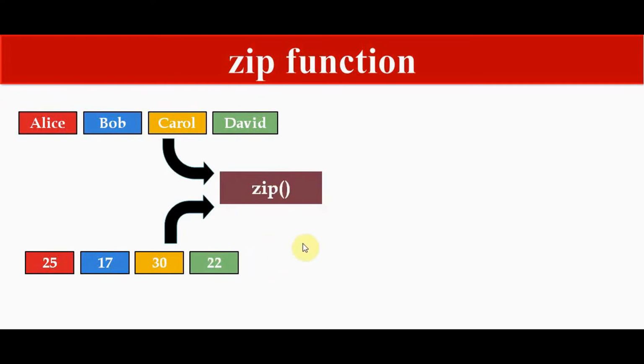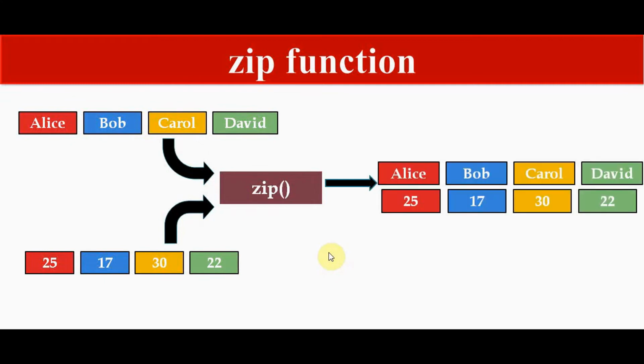Python zip is actually a container that holds real data inside. So it can take these iterable elements. It can be a list or tuple or dictionary or string or set. These can be taken as input to this Python zip function and it will return an iterator. So this will be the output of this Python zip function.